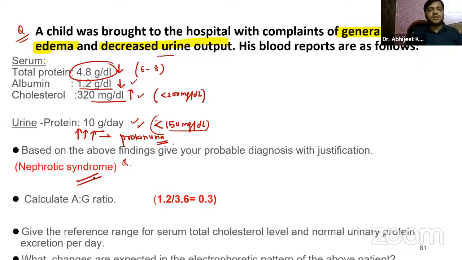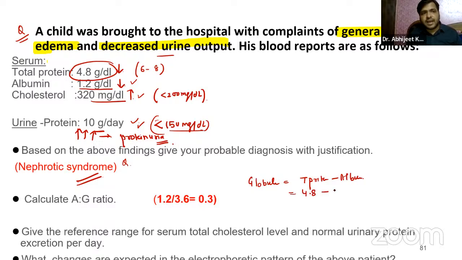Coming on to calculation of the AG ratio, guys, you already know how to calculate the globulin first. Firstly, the globulin will be total protein minus albumin. Total protein, you already know we have 4.8.